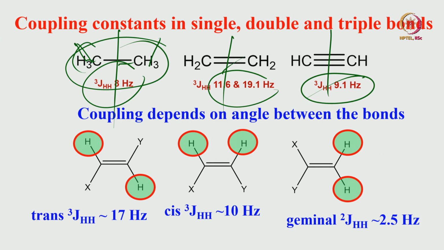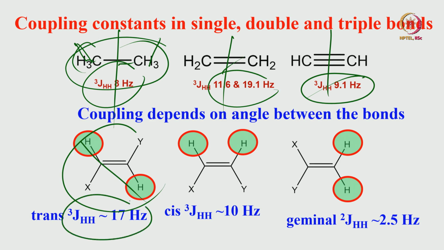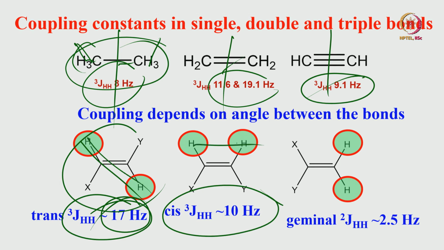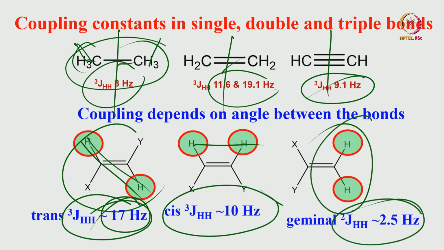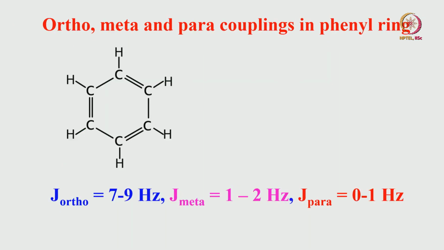Look at this one, in a molecule like this, these 2 protons are trans to each other. Trans coupling is about 17 Hertz approximately. It can be different, it can be 12 to 14, 15, 17, 18 Hertz also, it does not matter. You should remember, trans coupling is always larger than the cis coupling. This is the cis proton 3J coupling, they are trans coupling, and this is geminal coupling. Geminal coupling is very small, then comes cis coupling, then comes trans coupling. Trans coupling is the largest of all in this type of molecule.